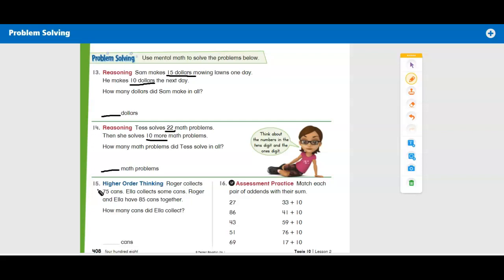Let's look back at our problem. If Roger collected 75, Ella collected some, and they both collected 85 cans together, how many did Ella collect? To get from 75 to 85, how many more were collected? Write your answer in the blank for number 15.